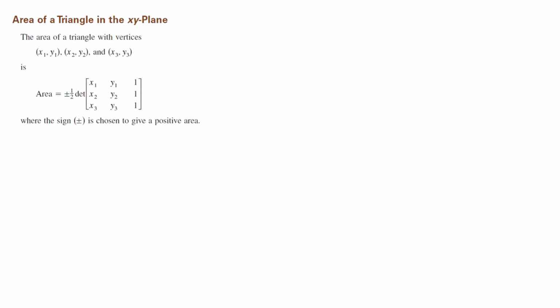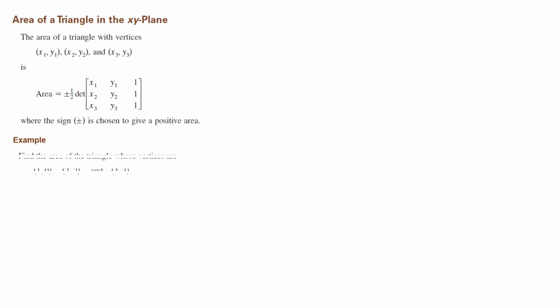Next, the determinant can also be used in solving the area of a triangle in the xy plane. So the area of a triangle with vertices x sub 1, y sub 1, x sub 2, y sub 2, and x sub 3, y sub 3 is, we have positive or negative 1/2 times the determinant of this matrix. So we have these vertices, and then we put 1 here, wherein the sign plus or minus is chosen to give a positive area. So if you yield a negative determinant, then we will multiply it by negative, and if it is already positive, then we will have that as the area.